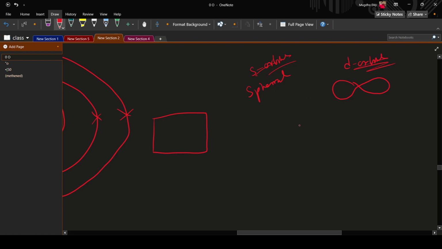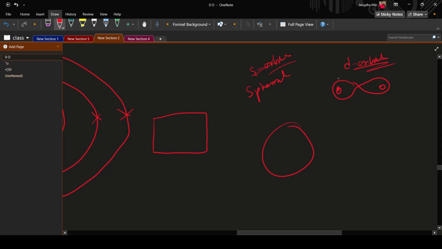Now, within these orbitals, electrons are present. We know that. Like there might be an electron present here, and there might be an electron present there. Let's consider this is a d orbital. We have two electrons, and we know that each orbital can contain up to two electrons.